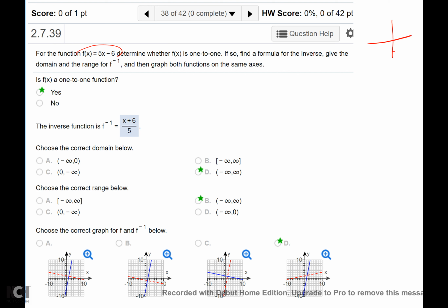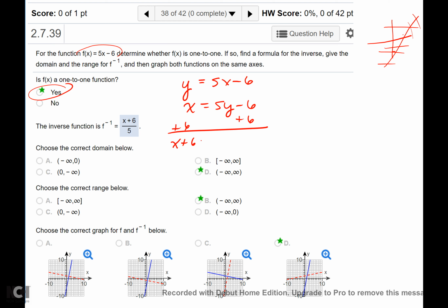5x minus 6 would start at negative 6 and go up 5 over 1. It's a line. It passes the vertical and the horizontal line tests, so yes, it's one-to-one. To find the inverse, you switch to y equals 5x minus 6, then switch x and y, so x equals 5y minus 6. Then get y alone: x plus 6 equals 5y, divide by 5, and you get the inverse function of x is x plus 6 over 5.